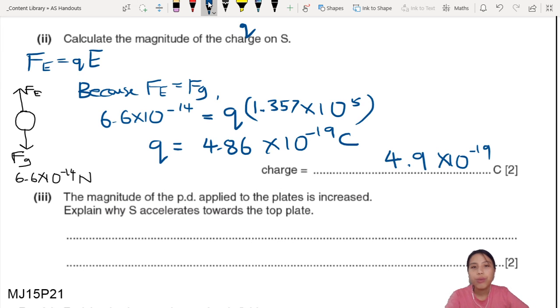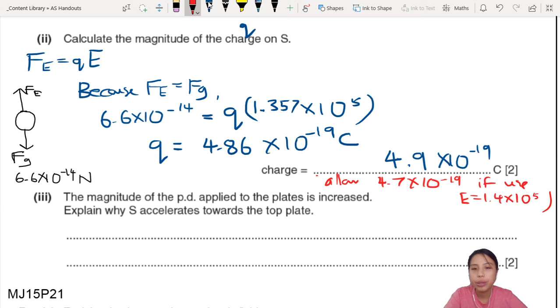So here they allow 4.9, they allow 4.86. They also allow, what's the other one? I lost track of my thoughts. 4.7 times 10 to the negative 19 if you use a rounded value of your E. If you use 1.4, you will have this. But you must show your working if you use E equals 1.4 times 10 to the 5. It's a by the way note. So how many marks is this thing? 2 marks, you can guess.